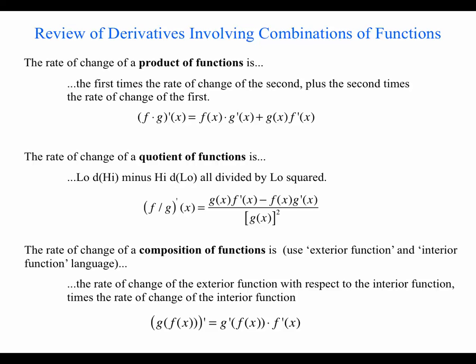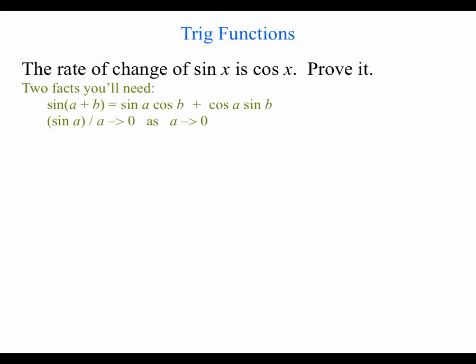Okay, before we get into some examples, let's do a couple of trig ones. The rate of change of sine x is cosine x. Okay, prove it. Can you prove it? Here's the fact we need: sine of A plus B is sine A cosine B plus cosine A sine B. Actually, I didn't double check that. Is that right? Yeah. Those of you who remember your trig?